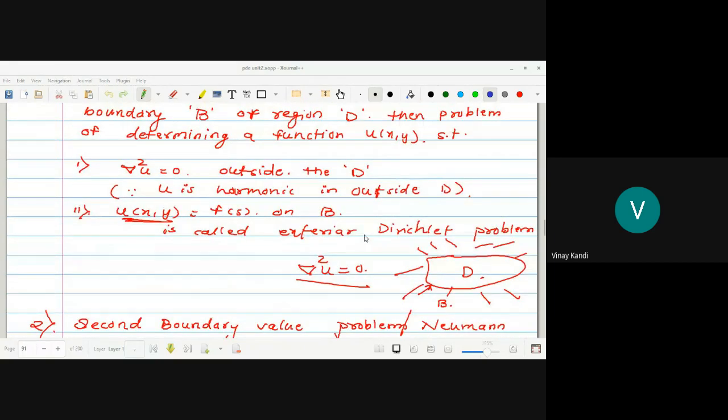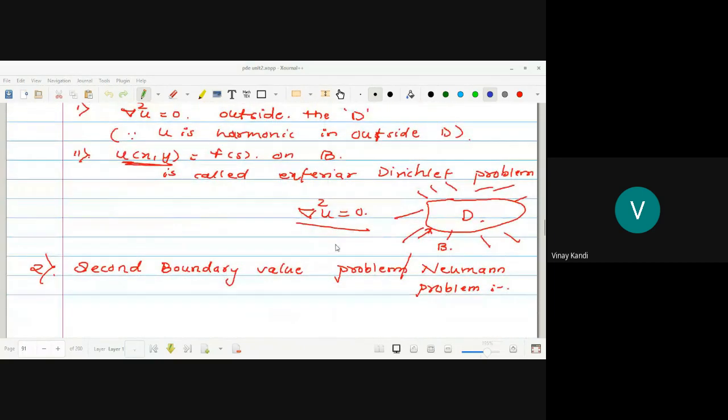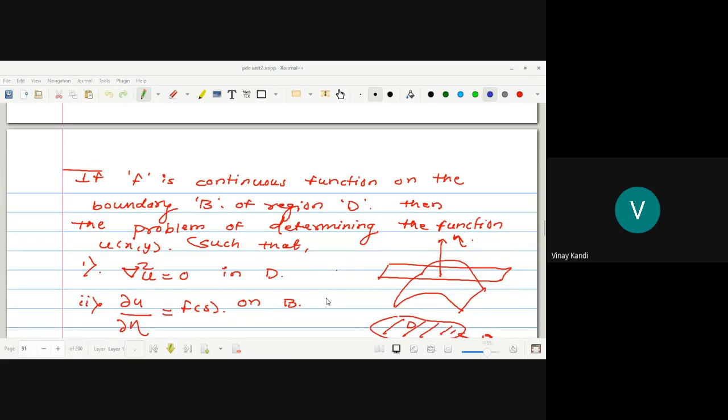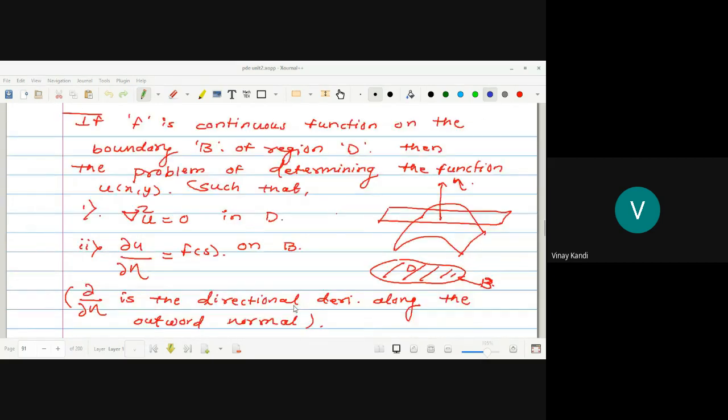Now the second boundary value problem is the Neumann problem. In this problem, f is a continuous function on the boundary B of the region D, and the problem is determining a function u of xy such that del square of u is equal to 0, satisfying the Laplace equation, and dou u by dou eta is equal to f on the boundary B.